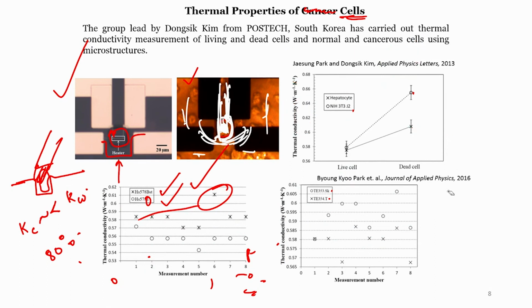We could say that looking at the data, the dead cells appear to have slightly higher thermal conductivity than live cells. However, a conclusive statement can be made only after repeating the experiment a sufficient number of times and performing a statistical evaluation. Once we do a statistical evaluation and get a p value less than 0.05, then we could conclusively state that dead cells have a higher thermal conductivity than live cells.